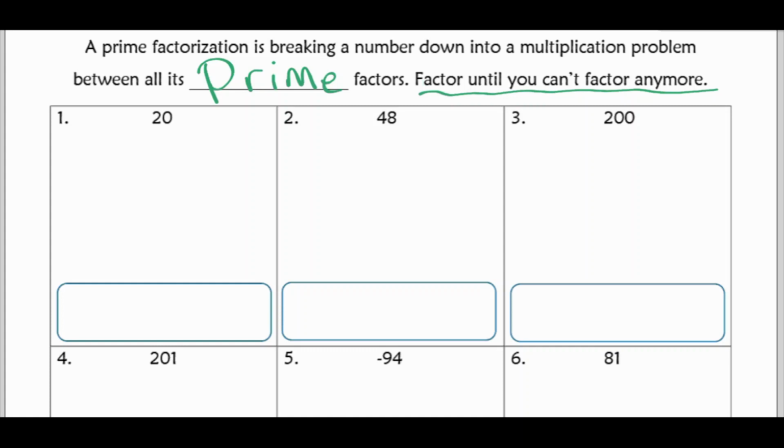So 20, on that first example, it can break down into a 4 and a 5, or into a 2 and a 10. Eventually, you'll get down to the same exact prime numbers. It actually doesn't matter how you do it. I'm going to choose 4 and 5.